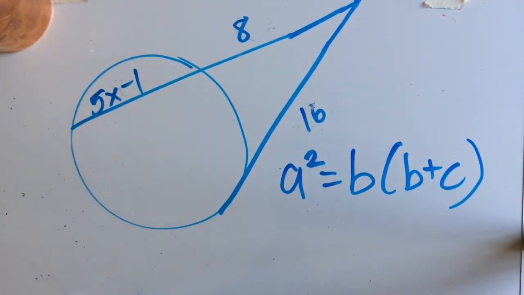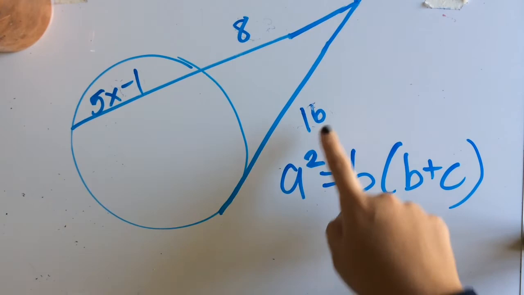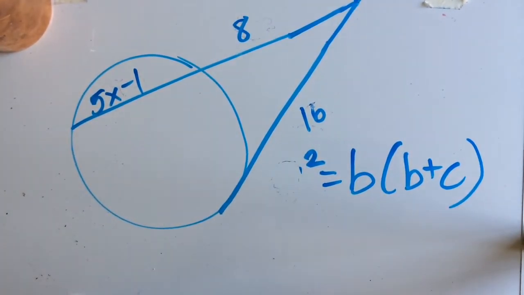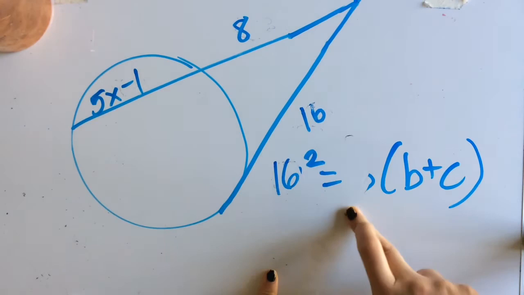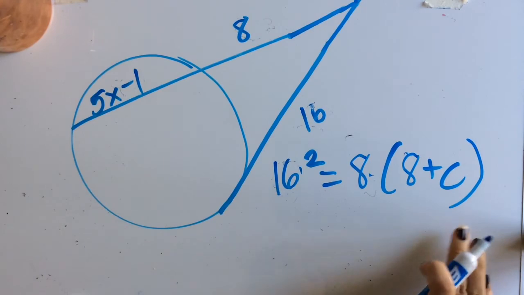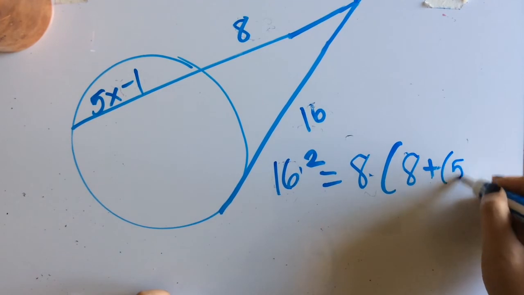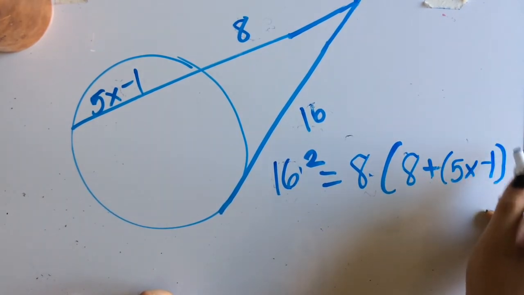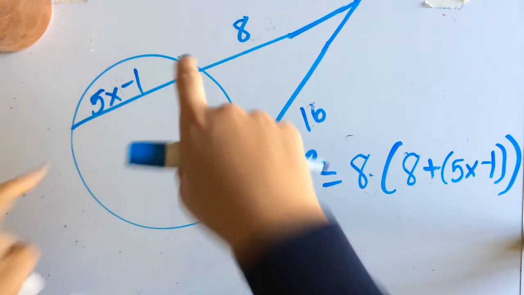So I'm just going to go ahead and plug everything into our formula. The part of my tangent was A, so I'm going to plug this value for A, 16, in my formula. The part of my secant outside of the circle is B, which is 8, so I'm going to plug that in for B. And then lastly, C is 5x minus 1. I'm going to put that in parentheses because there's kind of a lot to that. So I'm going to go ahead and start solving for x so that I can find this distance right here.